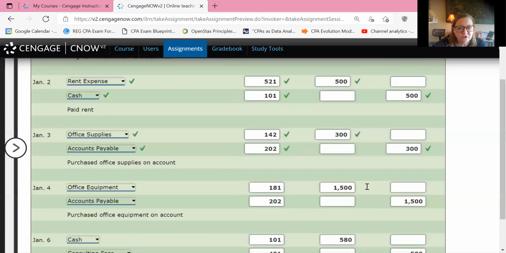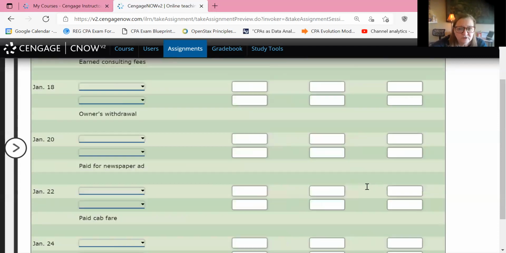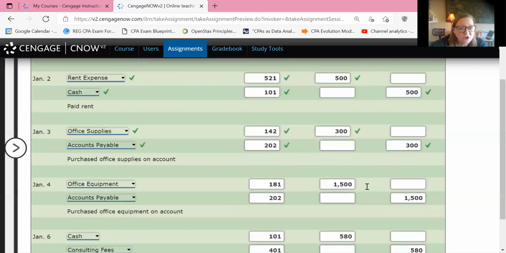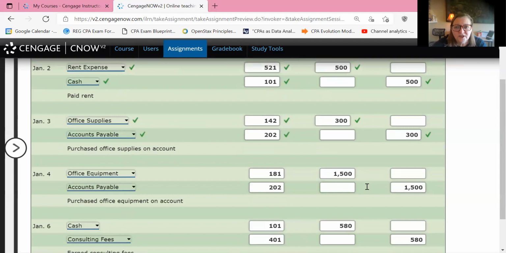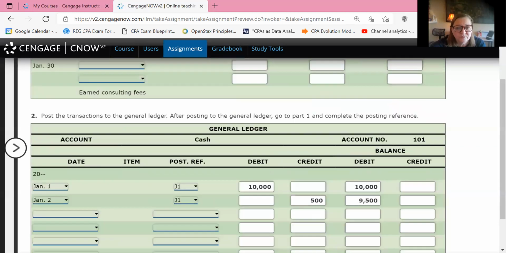Then I go back to the third transaction and I just methodically go through each one and post each one to the accounts. I will post one more and then I'll do a little subtotal. This January 3rd, we had an office supplies debit. Let's go by the account number. That won't make it so many mistakes, right? Account number 142 gets a debit of $300.